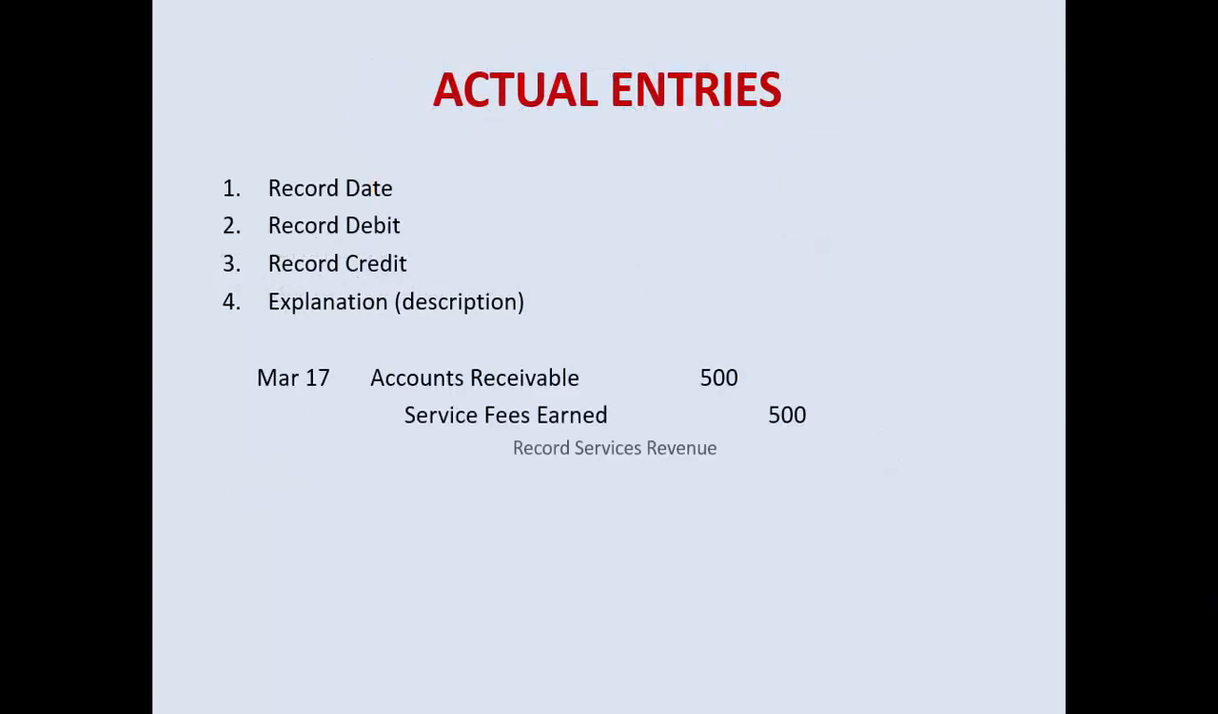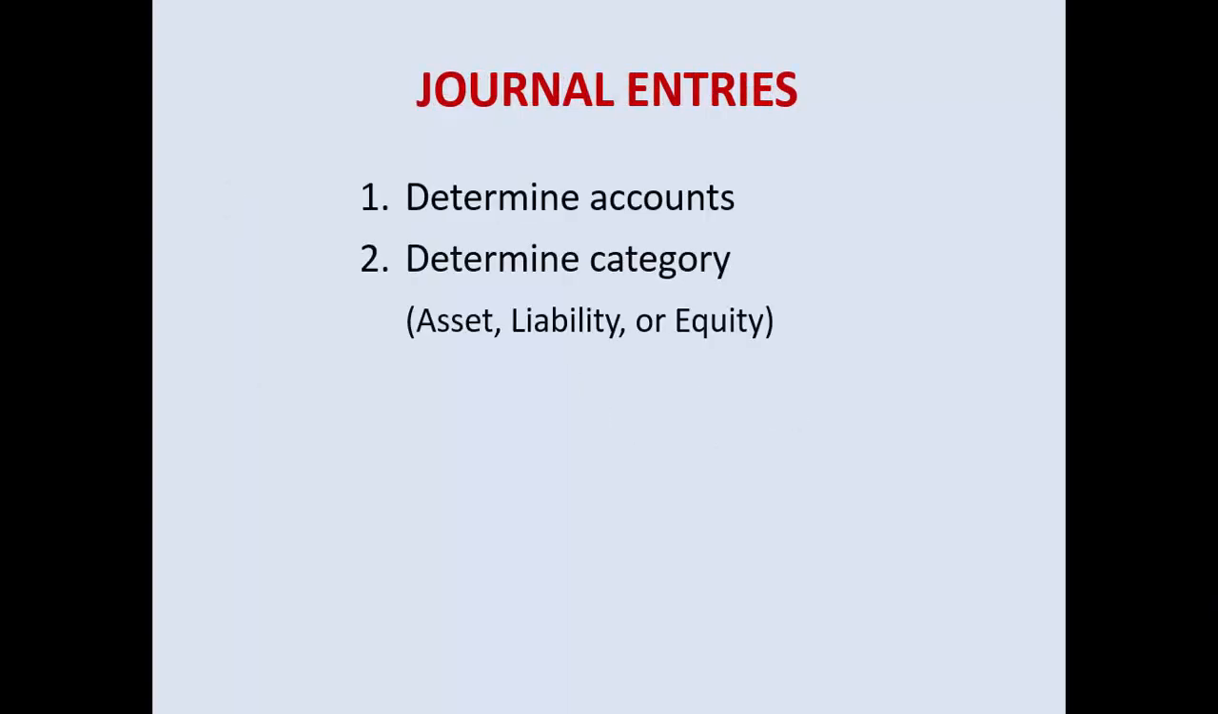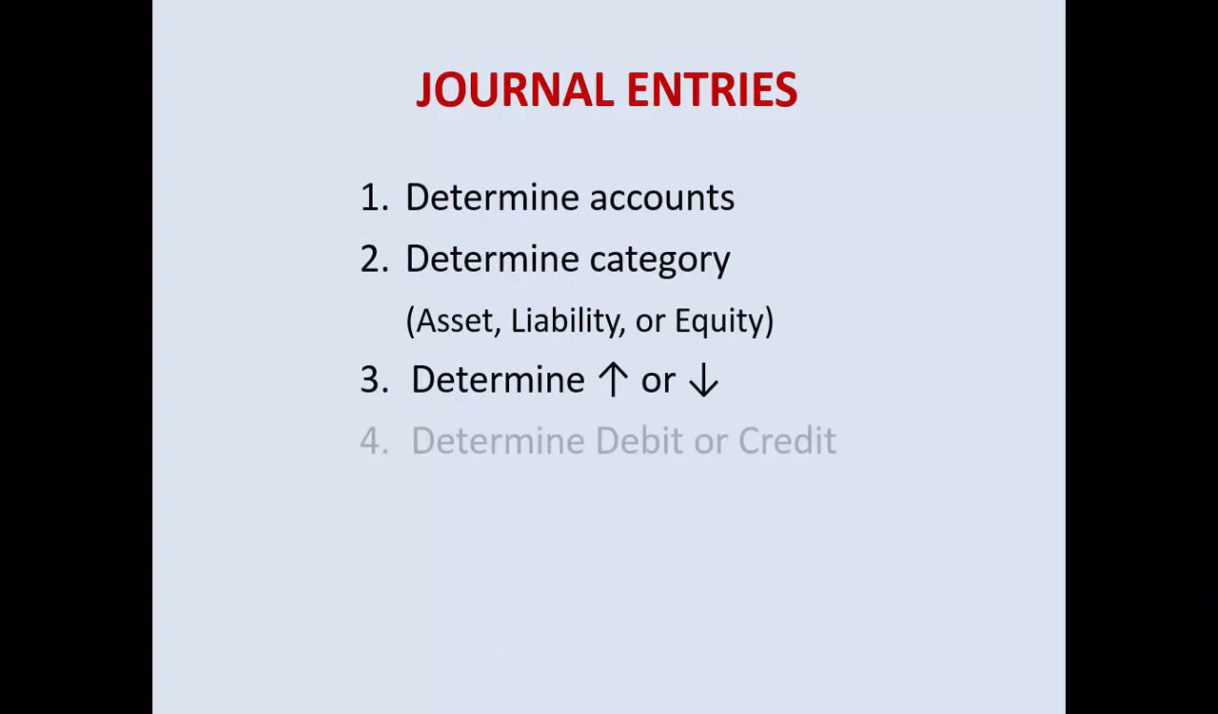And here is your journal entry. The date, the debit, the credit, and the explanation. The four steps: determine the account, determine the category, determine if it's going up or down, and then you can decide what do I debit and what do I credit.